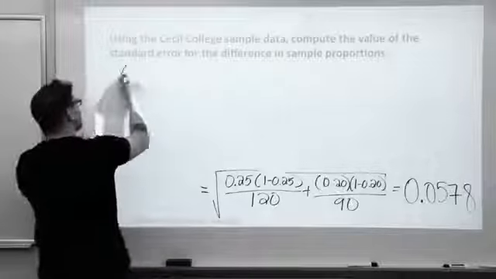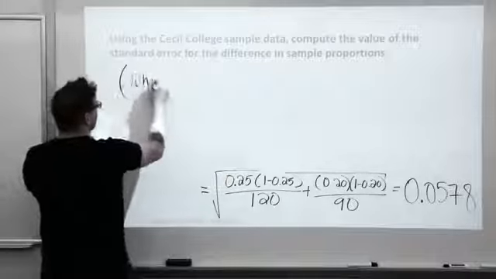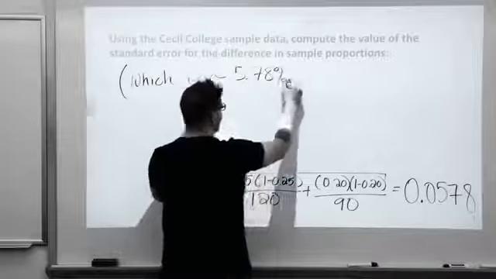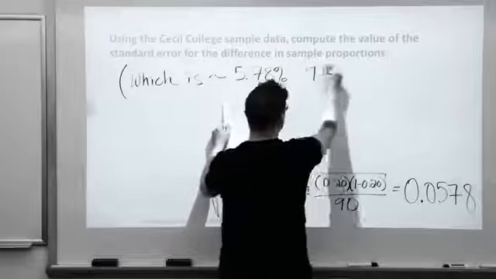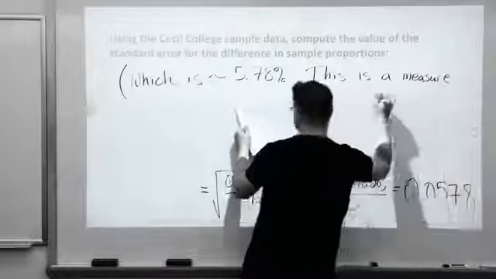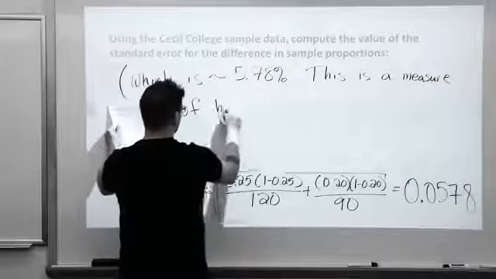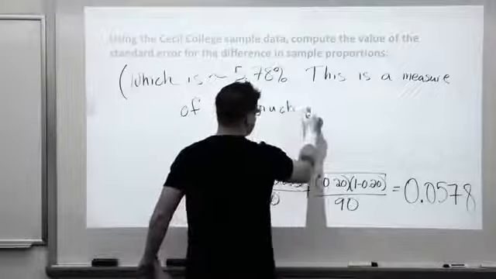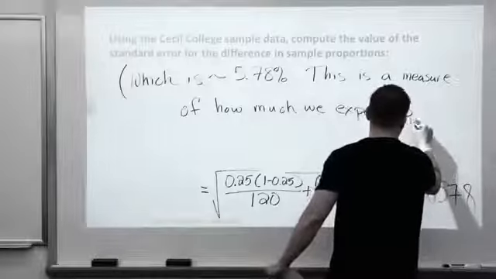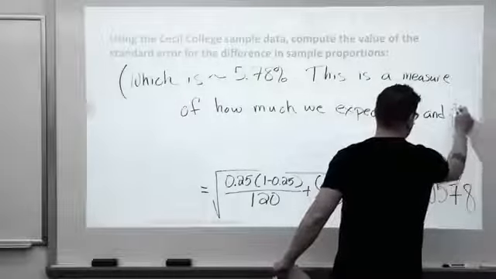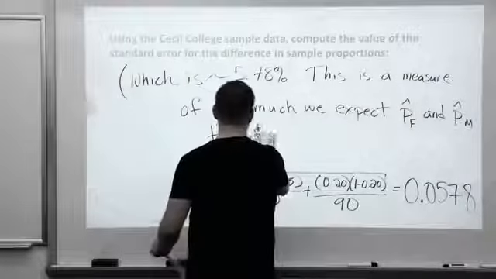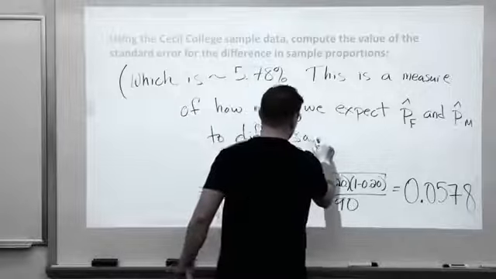Let's see here. So up here, just a little comment, which is about 5.78%. And what did I say here? This is a measure of pretty much how much we expect the p-hat for the females and the p-hat for the males to differ sample to sample.